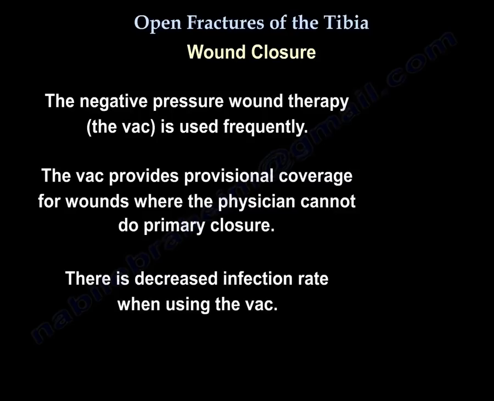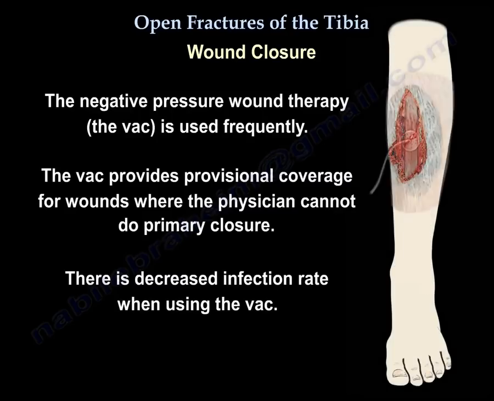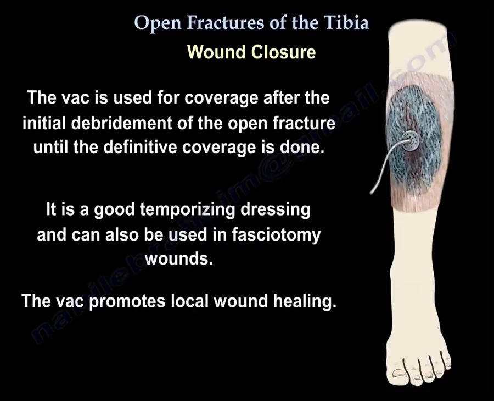The negative pressure wound therapy is used frequently. It provides provisional coverage for wounds where the physician cannot do primary closure. There is decreased infection rate when using the VAC. The VAC is used for coverage after the initial debridement of the open fracture until the definitive coverage is done. It is a good temporizing dressing. It can also be used in fasciotomy wounds. The VAC promotes local wound healing.